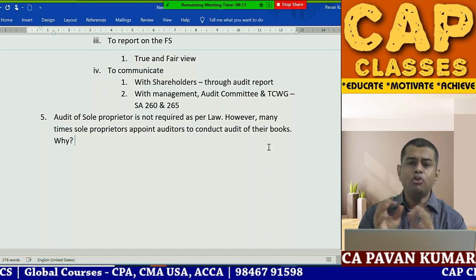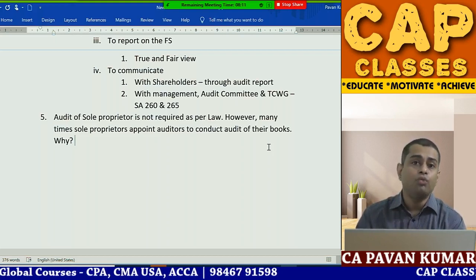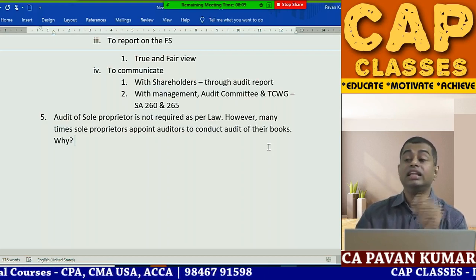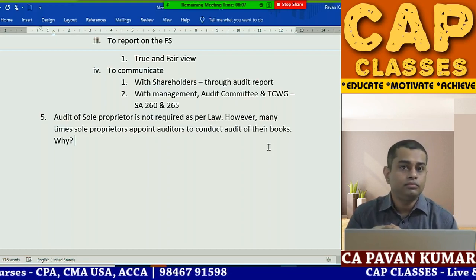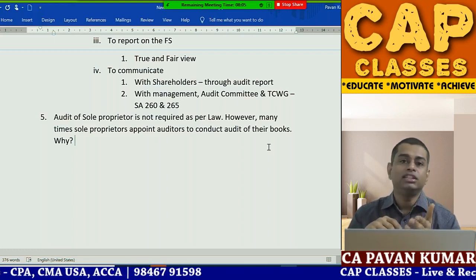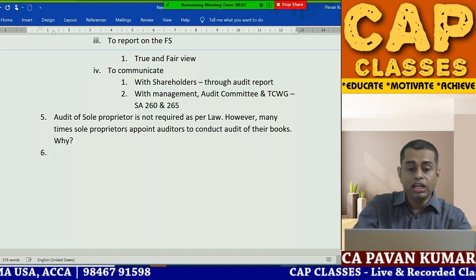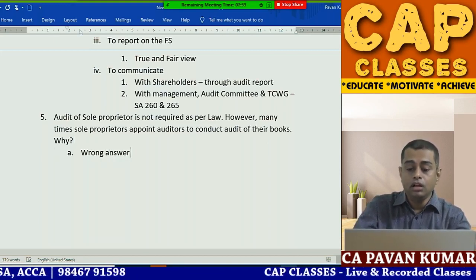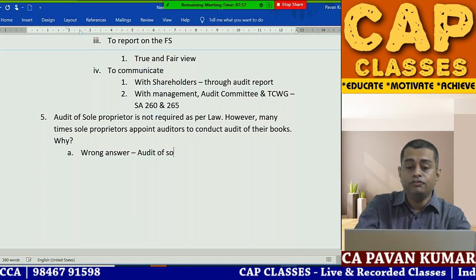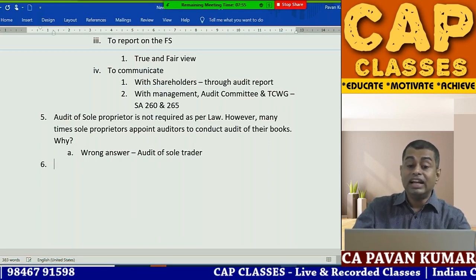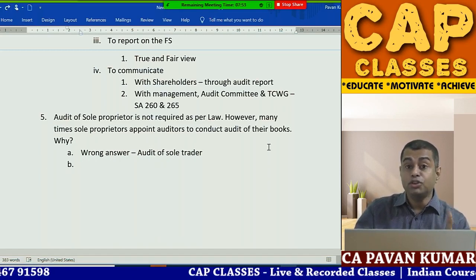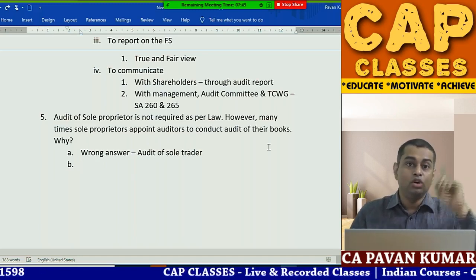Do you know the most common mistake students make here? They write about audit of a sole trader. Use your common sense and brain. Who is asking you to write about audit of a sole trader? So what is the wrong answer? The wrong answer is audit of a sole trader. That is in your 9th chapter, old syllabus.